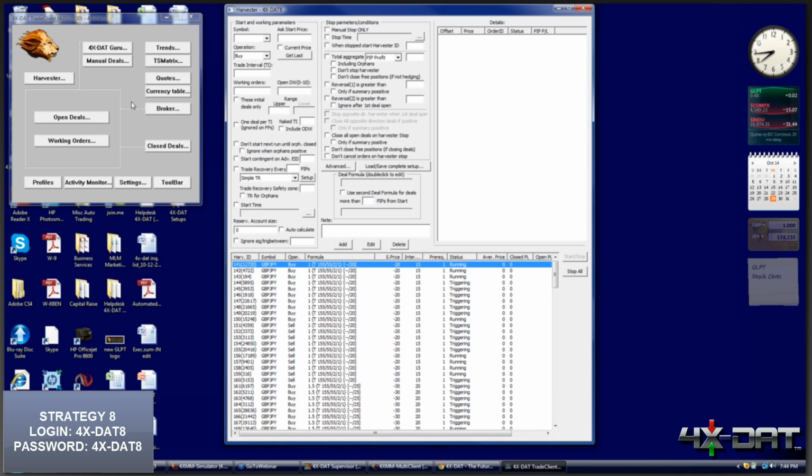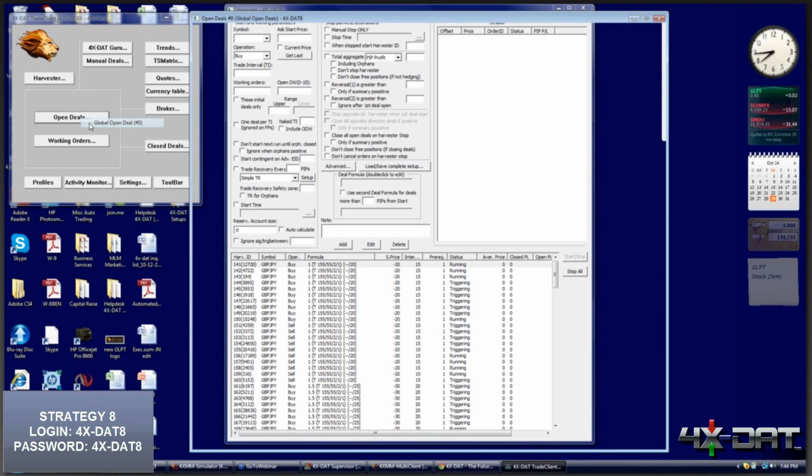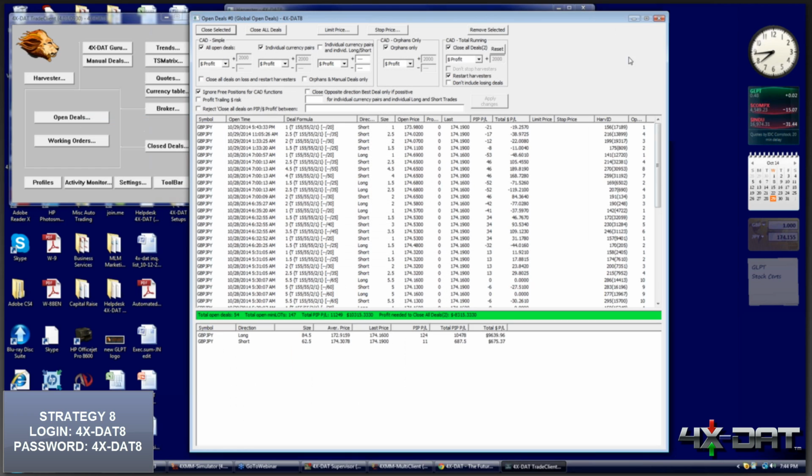But I'm stretching it a little bit. This is an extreme here. Let's look at what we've got in the open trades, and what you notice over here is that we're seeking a 2% profit, $2,000 on a $100,000 account. But we've got an interesting function in here that says ignore free positions on CAD functions.